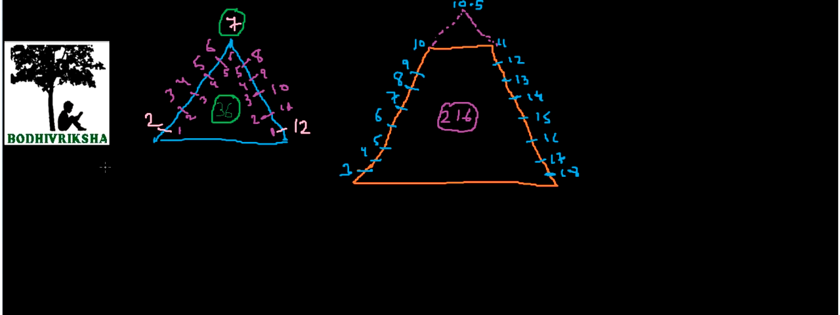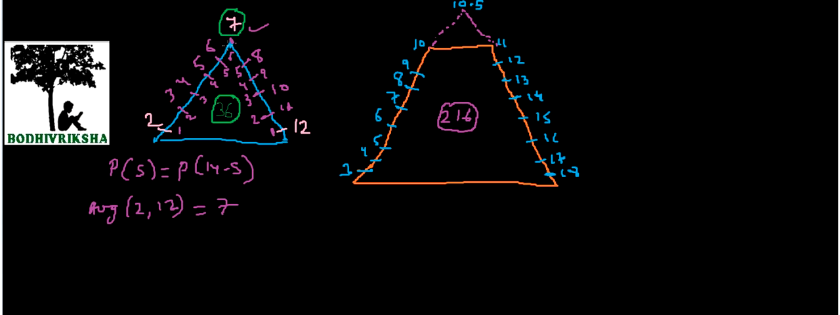Another thing that we noticed was that the probability of getting the sum as s is the same as the probability of getting the sum as 14 minus s, right? Yet another thing that we can observe from here is, what's the average of the extreme sums? We have extreme sums as 2 and 12. The average of 2 and 12, 2 plus 12 by 2, comes out to be 7. And this happened to be our vertex right here of this triangle. Coincidentally, this also happens to be the sum with the maximum number of occurrences, or the maximum possible number of ways of getting this particular sum.